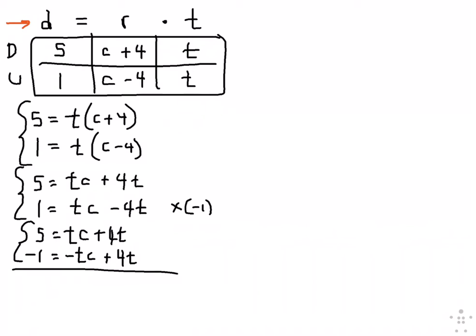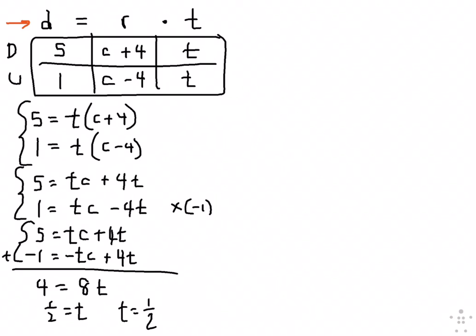Now if I add the two equations together, right, elimination, I have 5 and -1 is 4. The TC and the negative TC cancel out, right, and equals 8T. So we get 1/2 equals T, right? T equals 1/2. So let's see what they're asking us. How fast can she paddle in still water? So they're asking us to find the C, right?